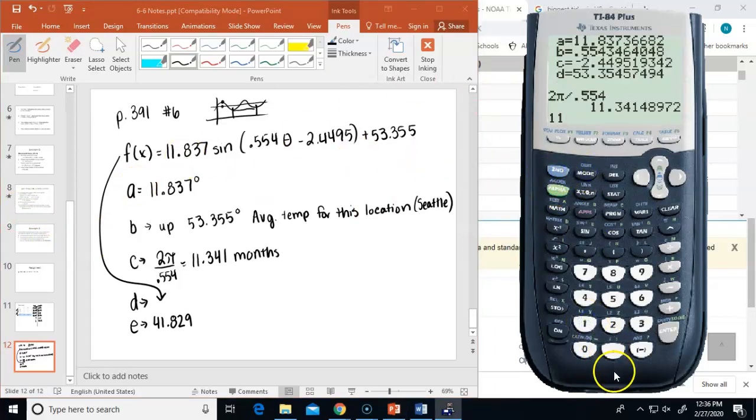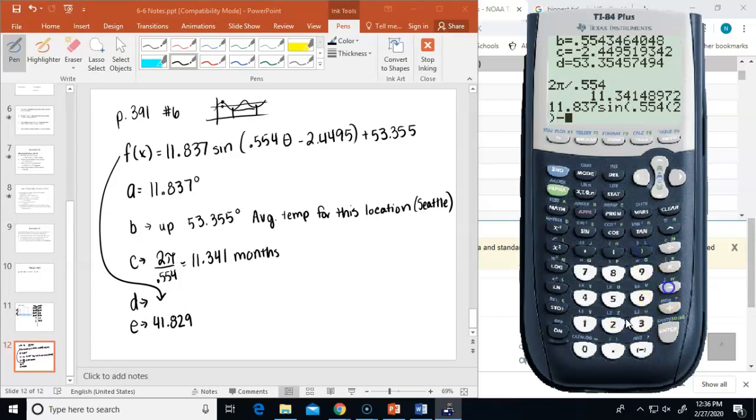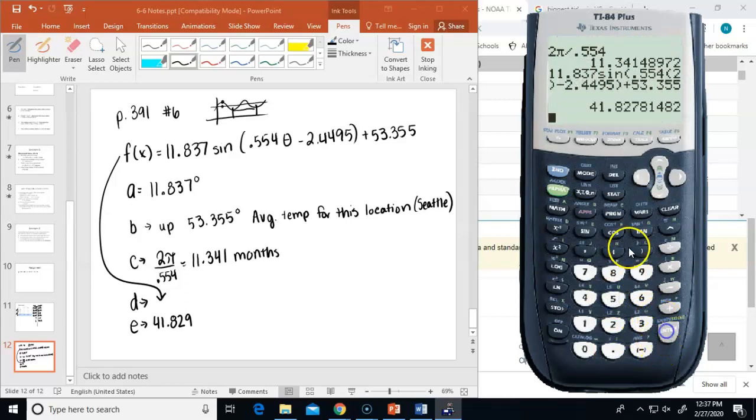So you could just do 11.837 times sine of 0.554 times 2 minus 2.4495 plus 53.355. So you could just type it in. You actually get 41.8278 right there. So it'd be 41.828 if you did that.